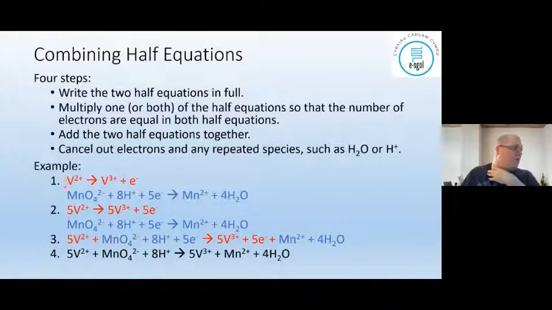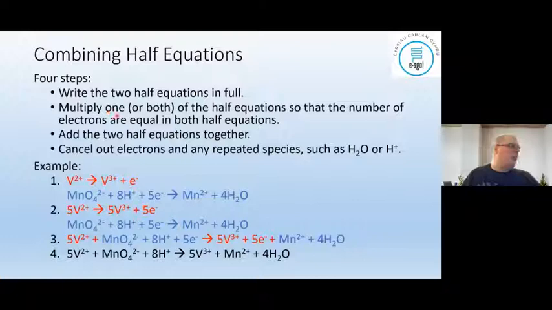Here are 2 half equations I've selected. So this is the oxidation of vanadium 2+ to vanadium 3+, and this is the reduction of permanganate to manganese 2+. Okay, so we write those out in full. We don't worry about matching them up yet.